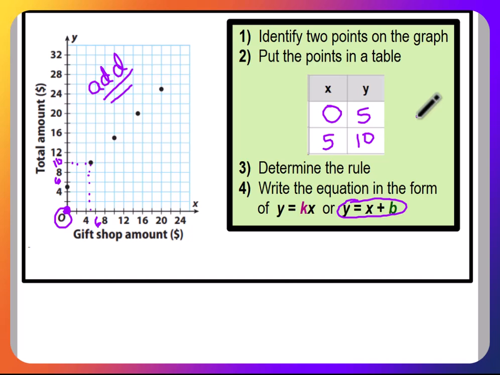So knowing this is additive, what are we adding to x to get the y? Well, if I have a 0, I can add a 5. That will give me the 5 value for y. If I add 5 to this 5, then I get a 10. So that's the rule. We are adding 5. So the equation is going to be y equals x plus 5.